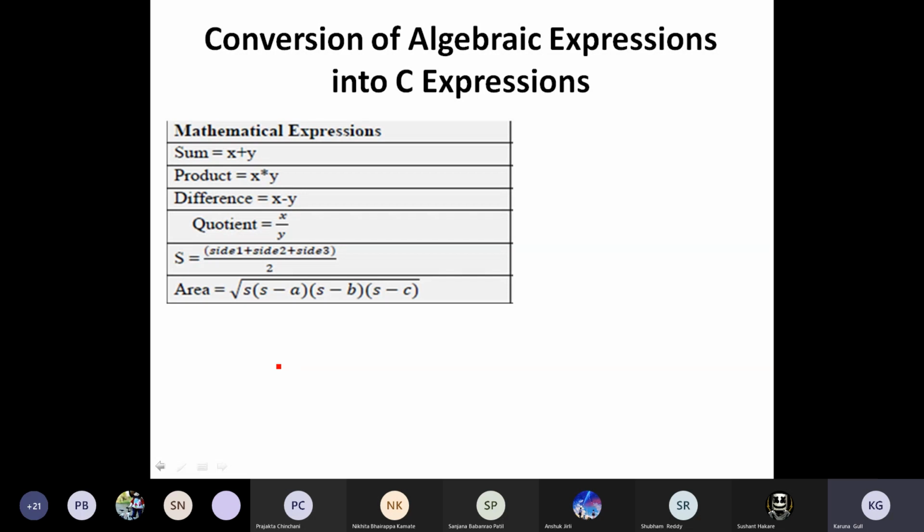You go on telling me the answers for these mathematical expressions. I'll write whatever answer you are saying on the board, but it has to come from your side. I'll not be saying anything. I've given the mathematical expression, and you have to convert that into C expression.